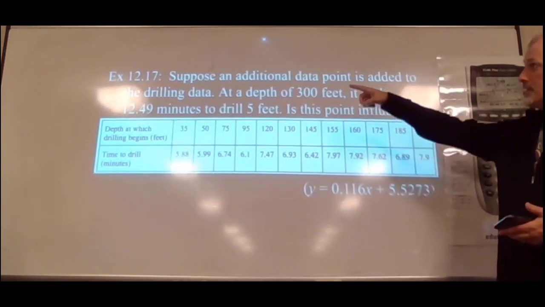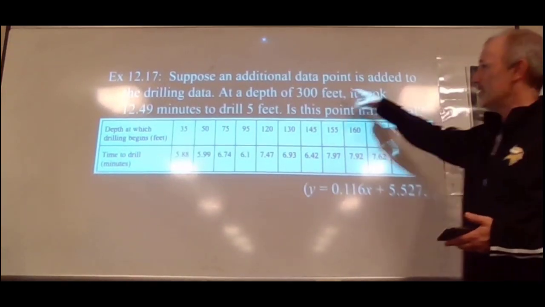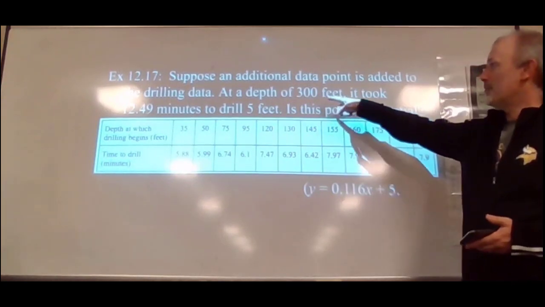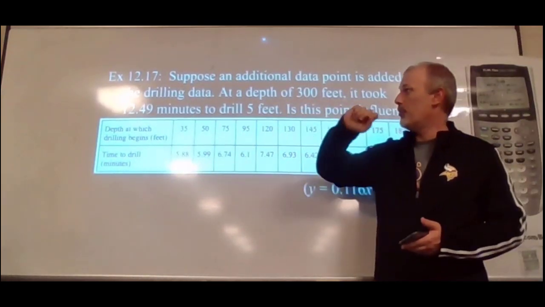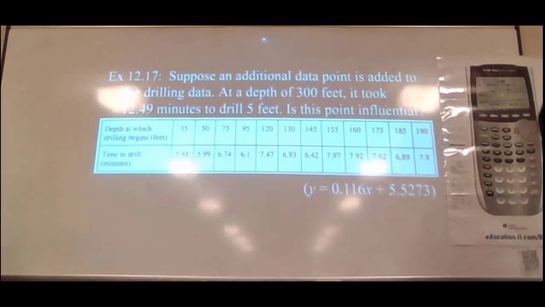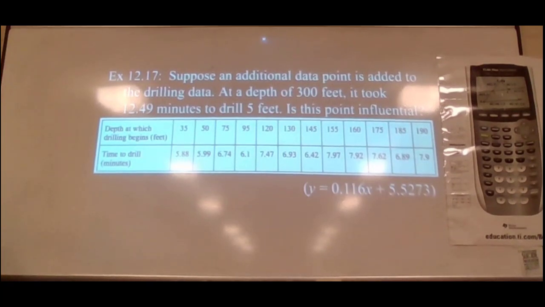But now the question is saying, suppose we added an additional data point to the drilling data. At a depth of 300 feet, it took 12.49 minutes to drill 5 feet. So we're going to go back to Stat and Edit, and add one more point on the bottom of our list. Underneath the 190, we're going to put in 300. And underneath the 7.9, we're going to put in 12.49. Does that make sense? Our depth and our time.